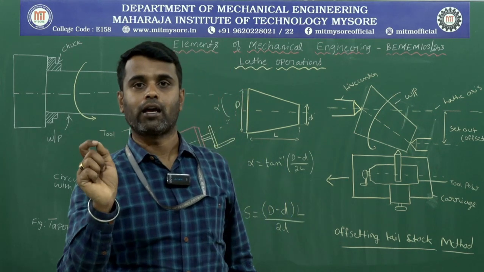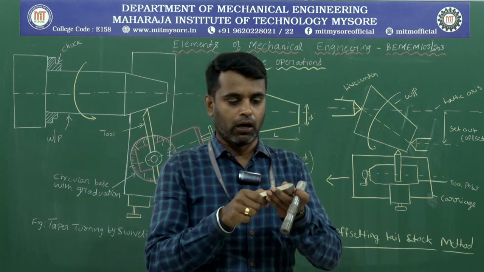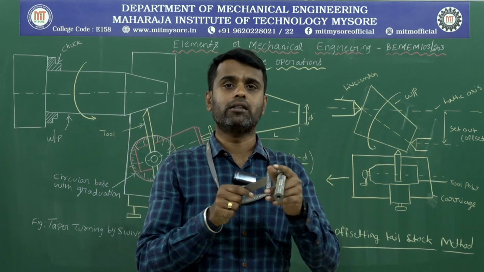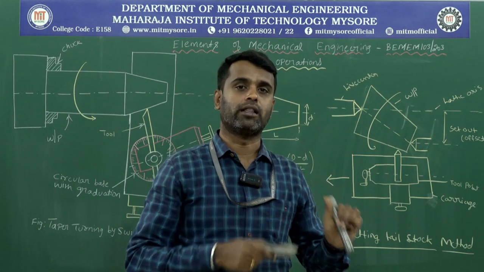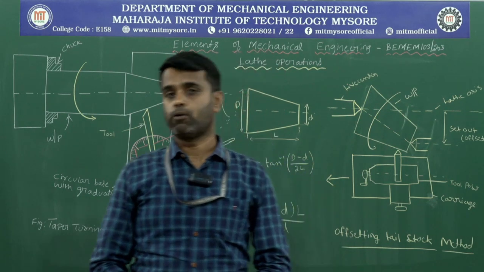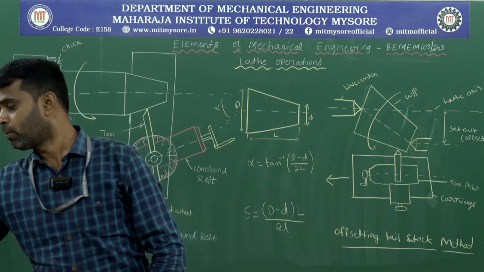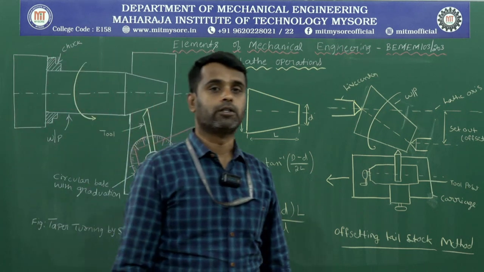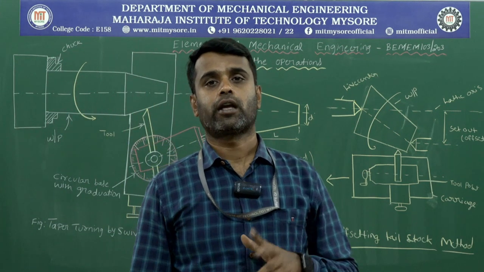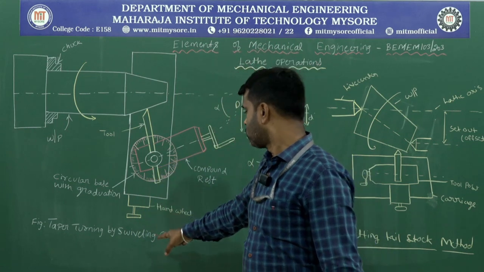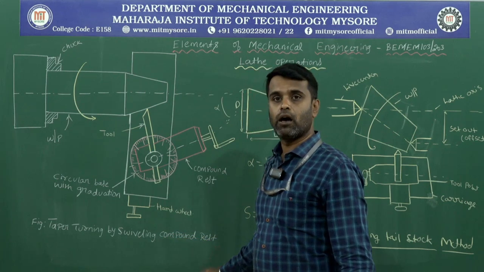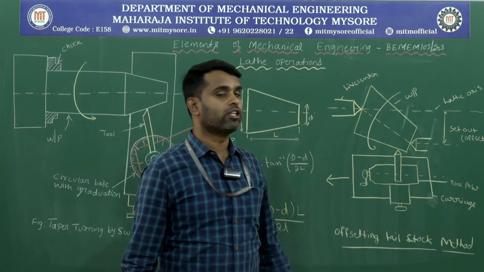Whatever angle you get, at that angle you tilt the cutting tool, and then you feed the cutting tool and move it parallel to the lathe axis. At that time the required taper will be formed on the workpiece. That operation we call the taper turning operation. This taper turning operation is carried out by two methods: one is the swiveling the compound tool rest method, and the other is the offsetting the tailstock method.